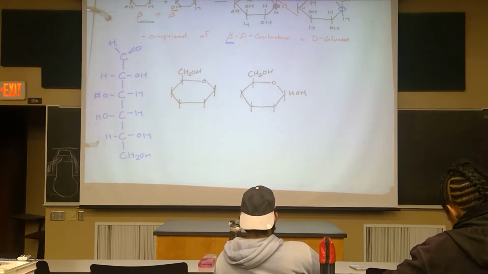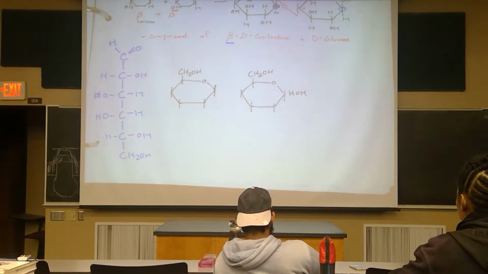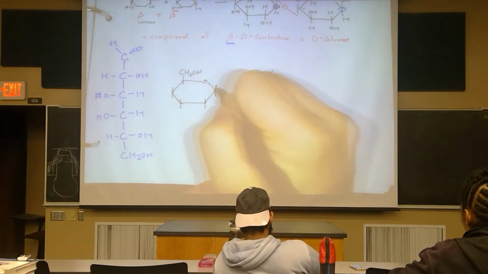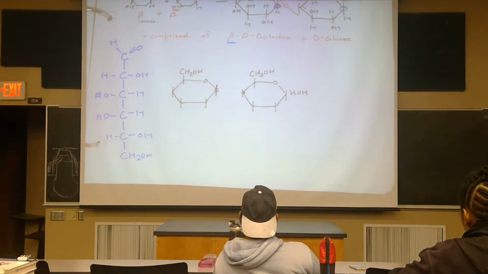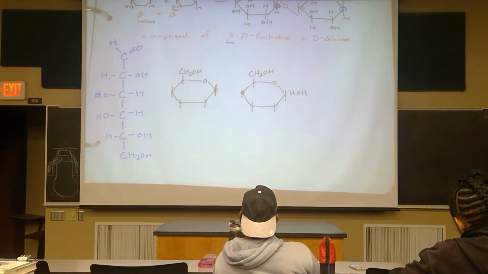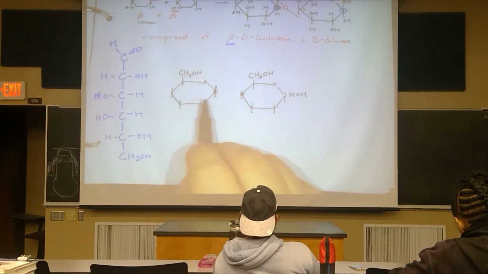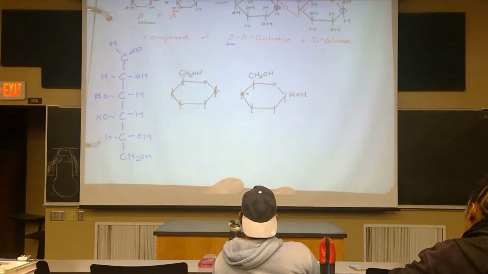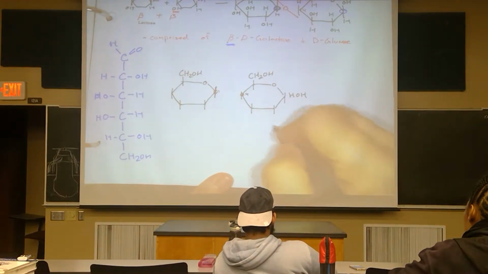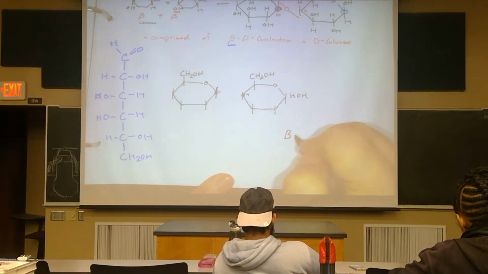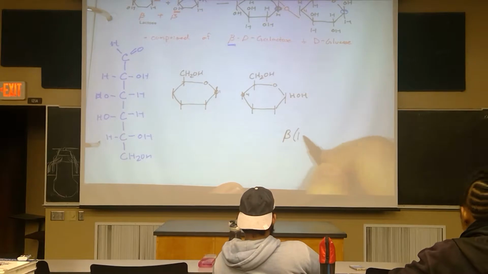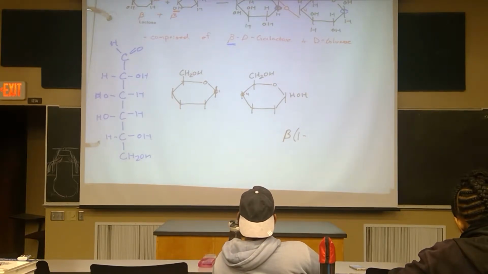Okay, let's name it. Even if you haven't drawn it, or you did it incorrectly, you still should be able to name the linkage. You know where the linkage is occurring, you know it's occurring between this carbon and this carbon, right? It's occurring between carbon number 1 and carbon number 4, right? Carbon number 1 of beta-D-galactose. So it is a beta-galactose, right? So it's a beta-1, what kind of linkage? 4, right?